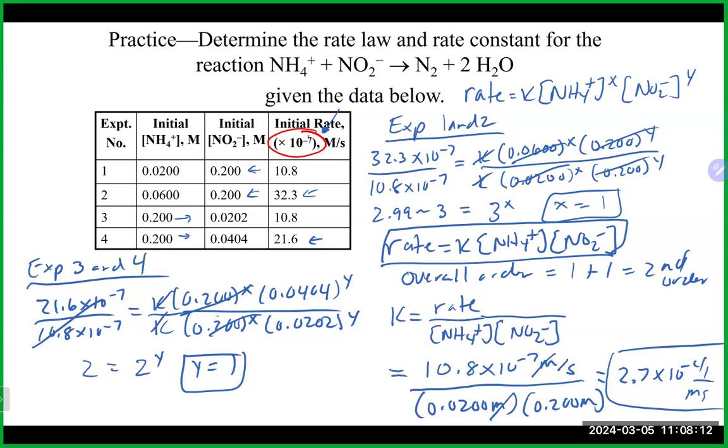So when you're going to solve for K, you could choose any of the entries, but you have to choose all of them together. You can't mix and match, otherwise you will get the wrong answer.